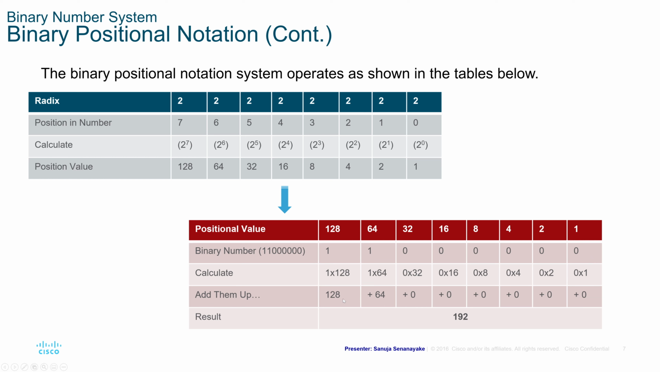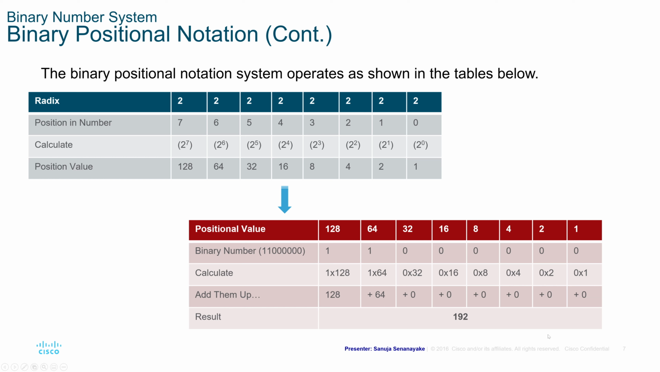And then you add them up. So 128 plus 64 equals 192, and everything else is zeroed out. So that means the binary value 11000000 is equal to 192 in the decimal system. So the computer will read this 192 value as 11000000 and use this type of calculation to understand that it is 192.